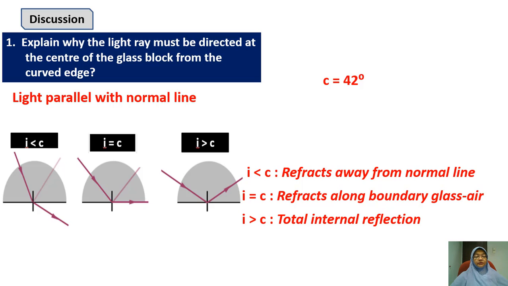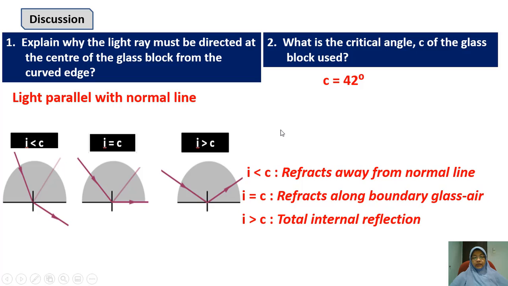Explain why the light ray must be directed at the center of the glass block from the curved edge. We use this part for the incident ray to pass through, because the light is parallel with the normal line. For every angle you go, it will always be parallel to the normal line, because this is the tangent line, this is the normal line, always perpendicular. Therefore, the light is parallel with the normal line.